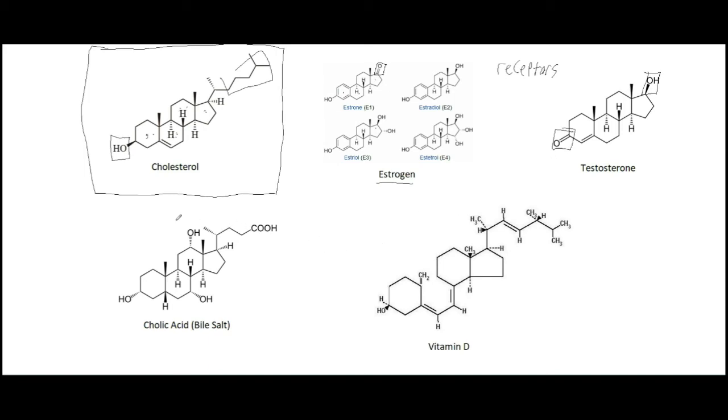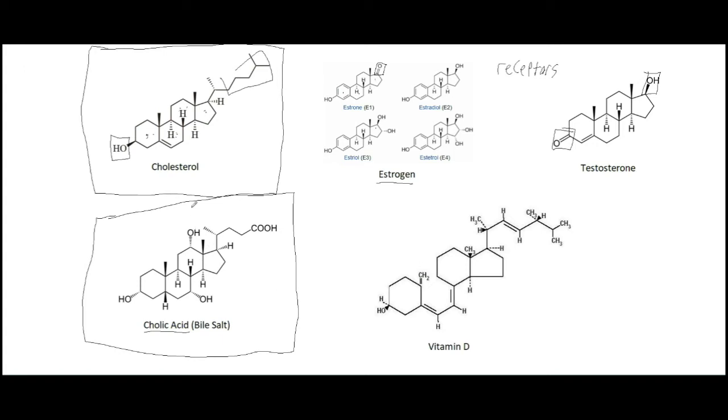And then another molecule that we make in our body using cholesterol is bile salt. So cholic acid is just one type of bile salt. There are numerous types of bile salts, but we use cholesterol to make bile salts, which are used to emulsify fat that we eat. So when it's in our small intestine, these bile salts are released, and that helps emulsify the fat.